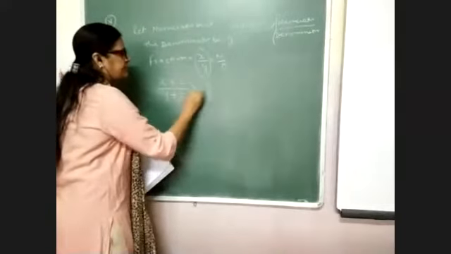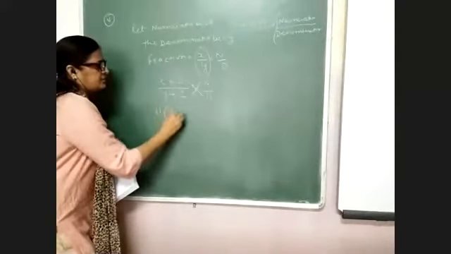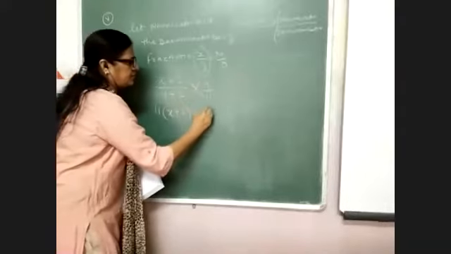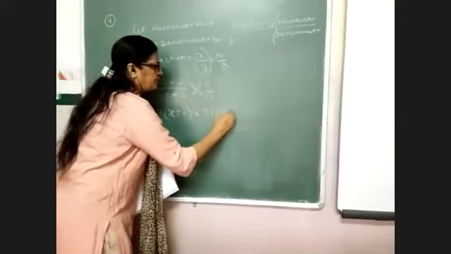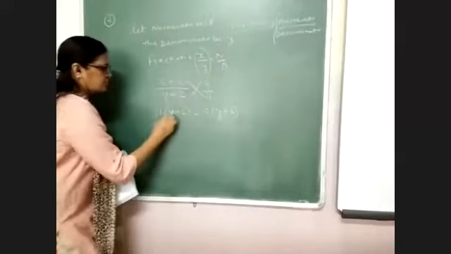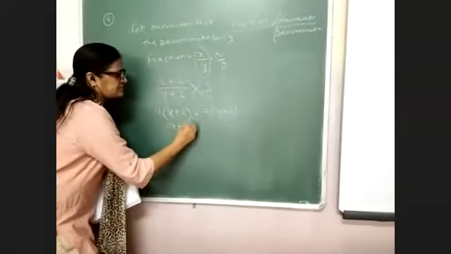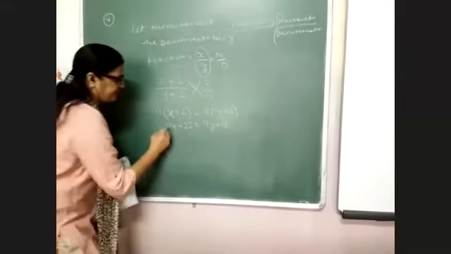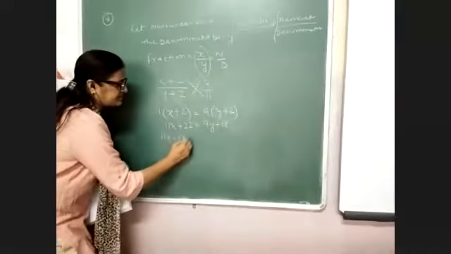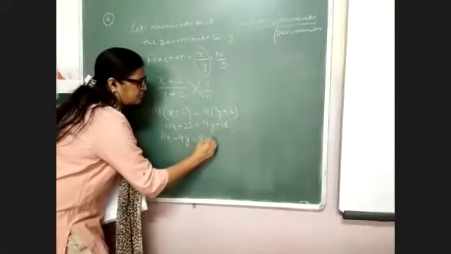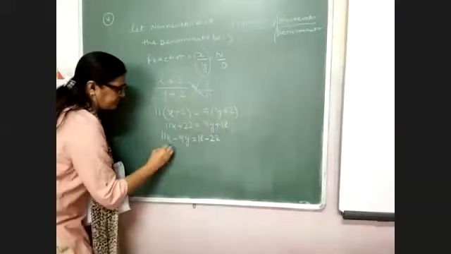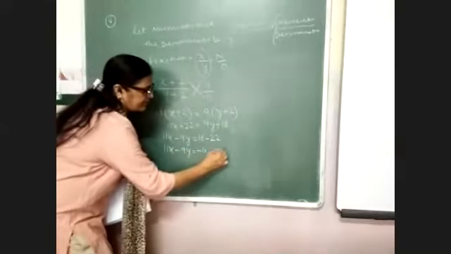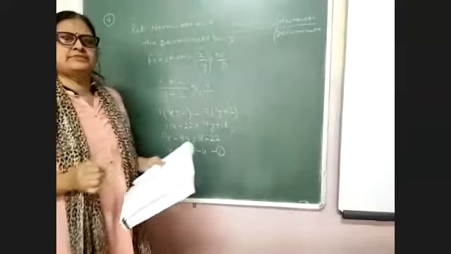So by cross multiply, 11 into x plus 2 equal to 9 into y plus 2. So 11x plus 22 equal to 9y plus 18. Then 11x minus 9y equal to 18 minus 22. Then 11x minus 9y equal to minus 4. This is your first equation.